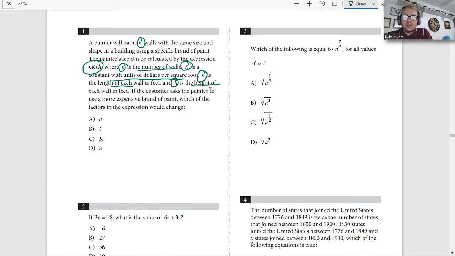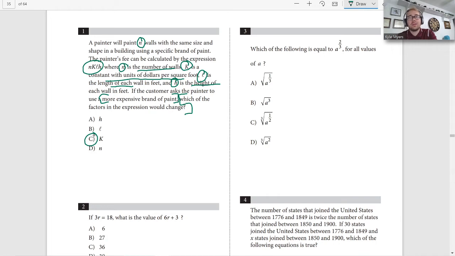Okay. So they want to know if the customer switches to a more expensive brand of paint, which of the factors in the expression would change? Okay. They want a more expensive brand of paint. So which of the factors would change? Well, H is the height of each wall in feet. L is the length. N is the number of walls. So none of that would have to do with the actual paint. K would be the only thing that has to do with the paint.